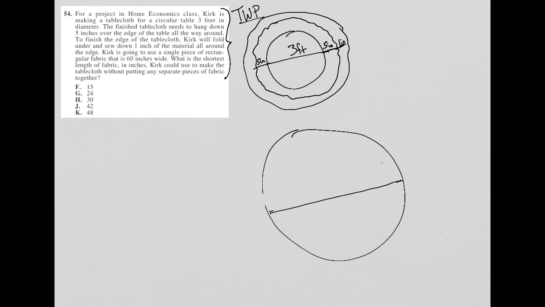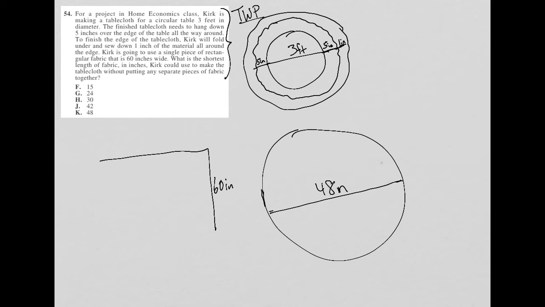So I did all that based upon just a translation of what I've read. And I make a habit of doing this work before finishing reading, just so I'm on board. So by the time I finish reading, I'm ready to answer the question. So then it says, Kirk is going to use a single piece of rectangular fabric that is 60 inches wide. Okay, so rectangular fabric, let's say this is 60 inches.